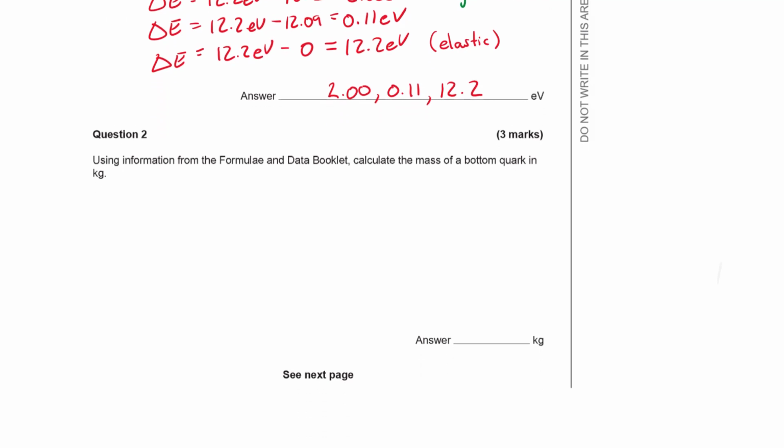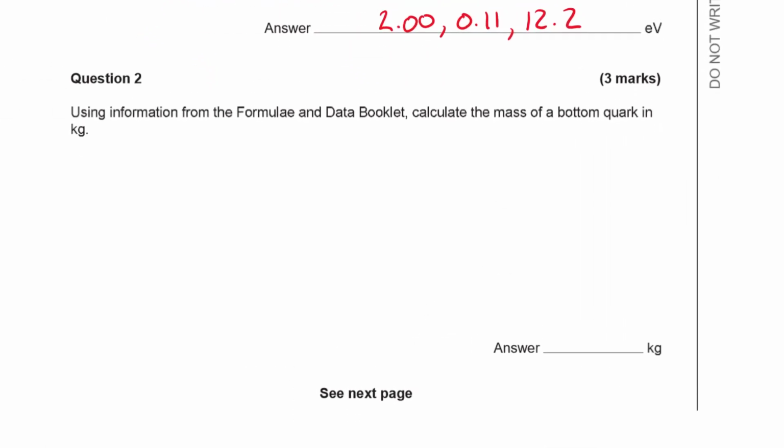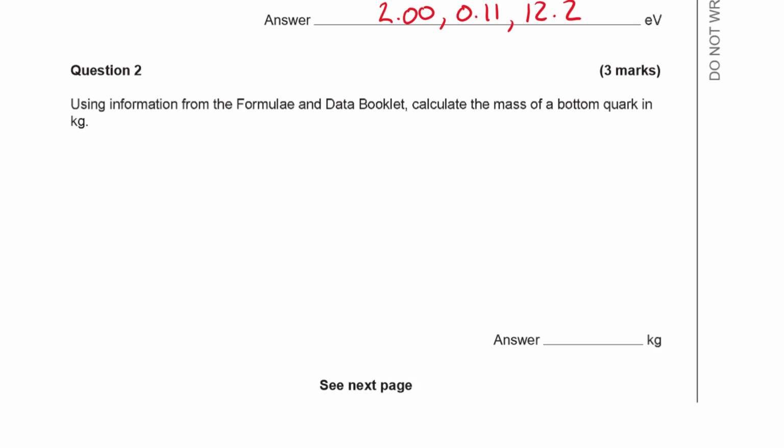Question 2 is a question that is just asking for a simple conversion for mass, units of mass. So in your data booklet, the mass of a bottom quark is given to you as 4.18 giga electron volts per c squared.